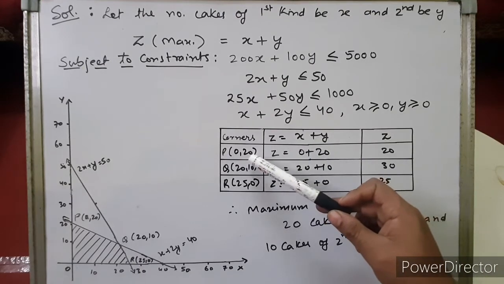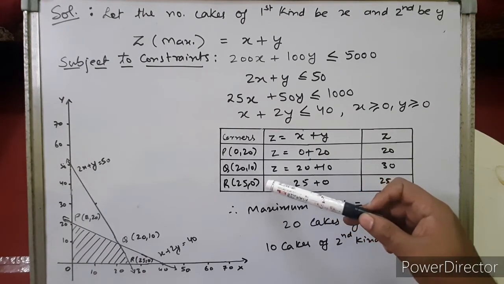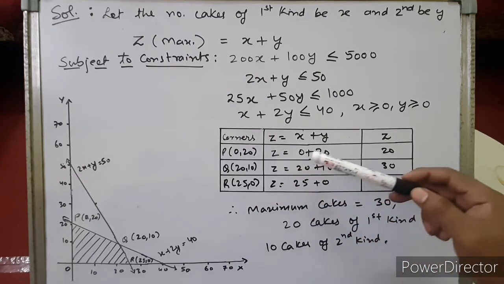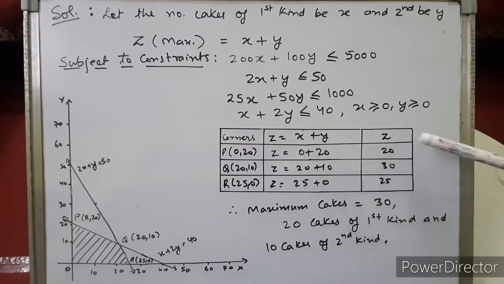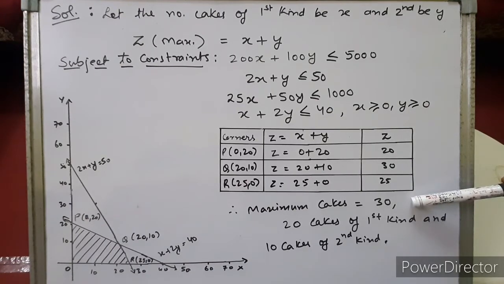So when we write the corners P as 0, 20, Q as 20, 10 and R as 25, 0, and substitute these values in the objective function, we'll get the value of z as 20 at P, 30 at Q and 25 at R. That means the maximum value is 30. So we'll say that the maximum number of cakes we can make from the given material is 30. Right. In which 20 cakes of first kind will be made and 10 cakes of second kind can be produced, right? So this is the solution of the sum. Please note down, children.